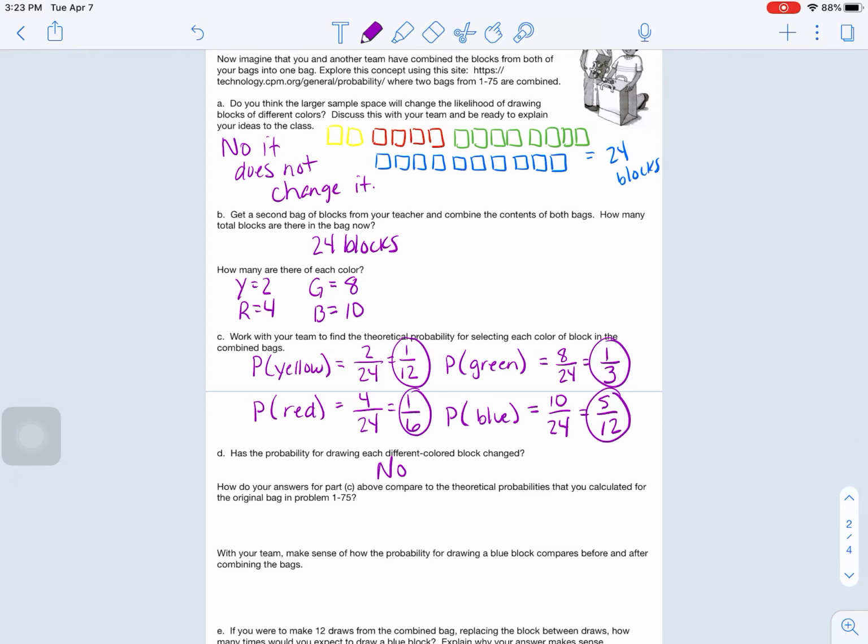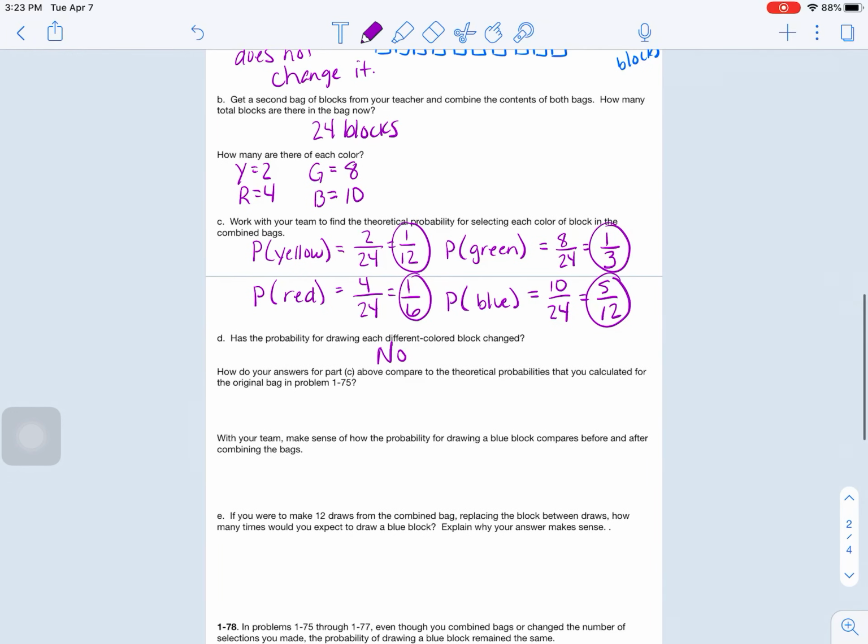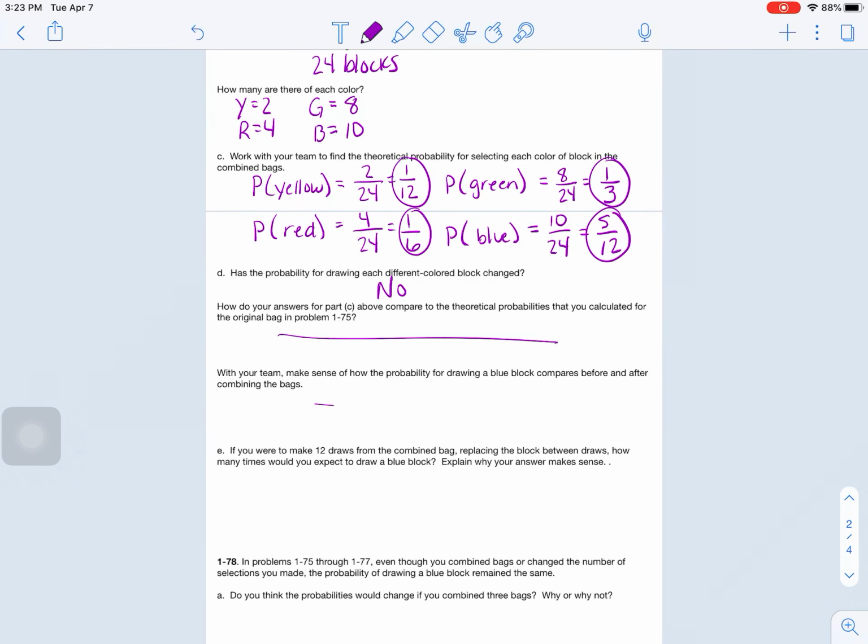Okay. We're going to go ahead. Let's scroll down to letter E right now. We're going to kind of skip these 2 for now. The last one we're going to talk about, if you were to make 12 draws, so pulling a block out every time, and you replace the block back between draws, how many times would you expect to draw a blue block? Go ahead and tell me what you think right there.